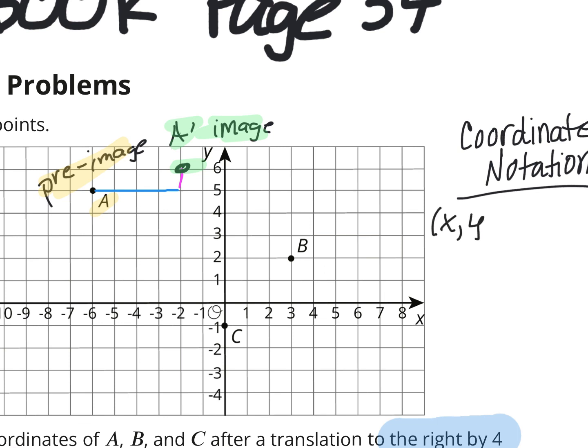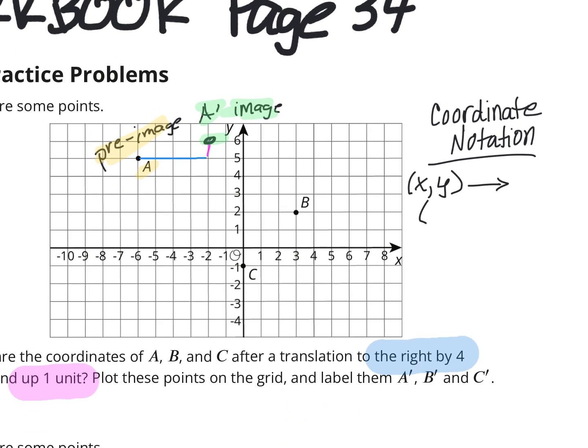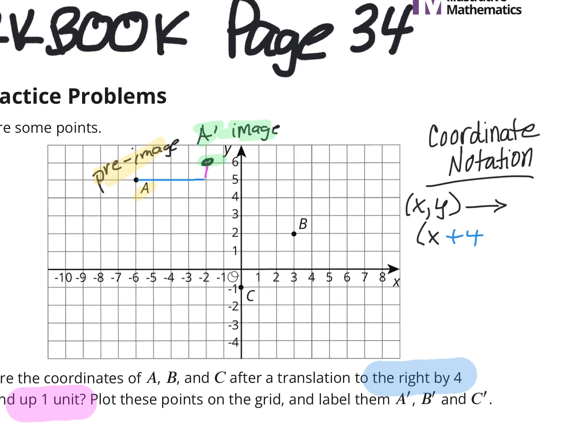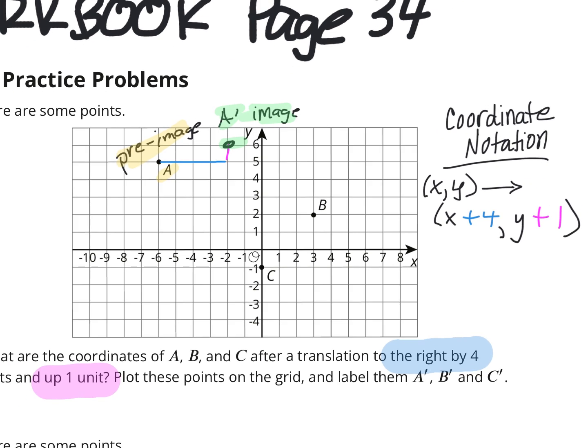So you've got an (x, y), then you've got an arrow, and it's going to say (x plus 4, y plus 1). So this is another way of asking you to translate to the right 4 and up 1.